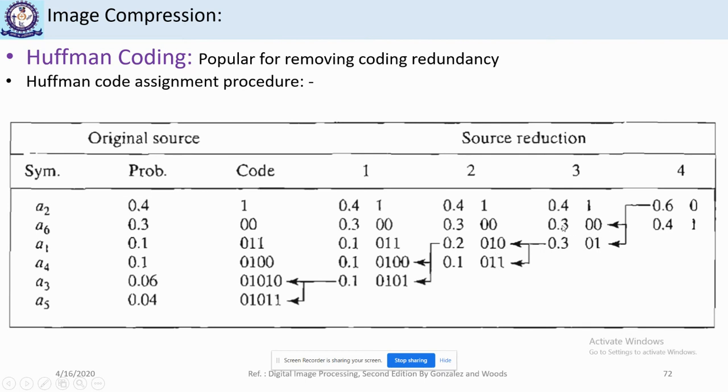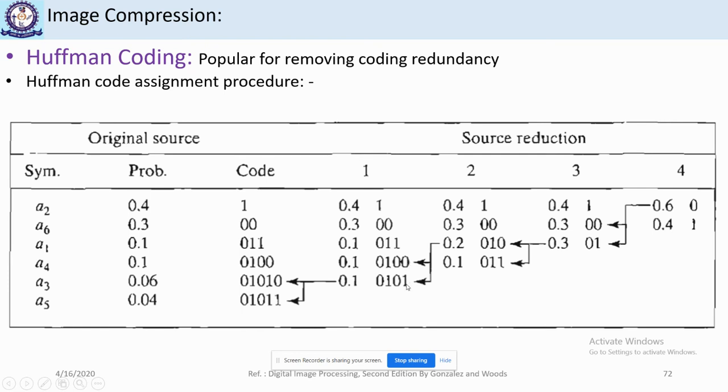Since we did not change this 0.3, its code symbol comes as it is, and this 0.4 we also did not change, so it also comes as it is here. Then this 0.2 we had achieved by adding 0.1 and 0.1. So this 0.2 code 0 1 0 comes as it is for these two symbols, that is 0 1 0 0 and 0 1 0 1, and 0 is added for this symbol and 1 is added for this symbol.